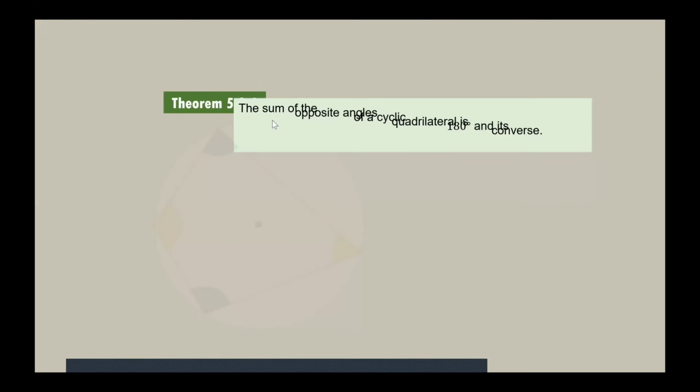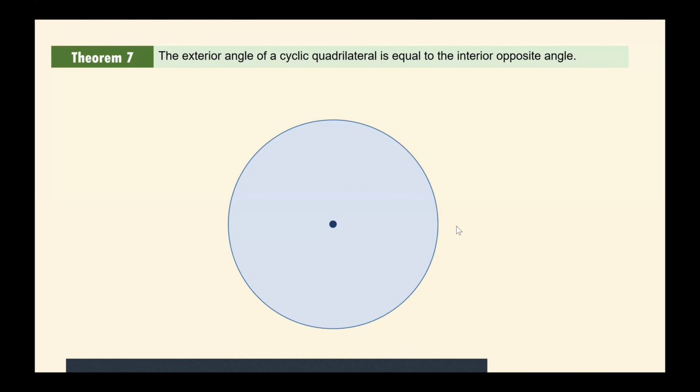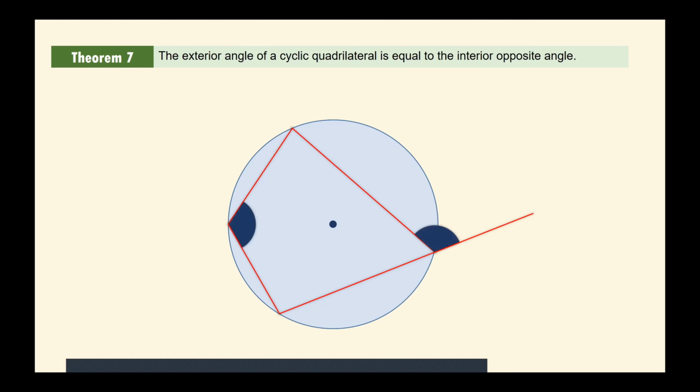And now the last theorem. An exterior angle of a cyclic quadrilateral is formed by extending any one side of the quadrilateral. This exterior angle forms a linear pair with the adjacent interior angle. Since opposite interior angles are supplementary, the exterior angle and the interior opposite angle will be equal, because both of them are supplementary with a common angle.